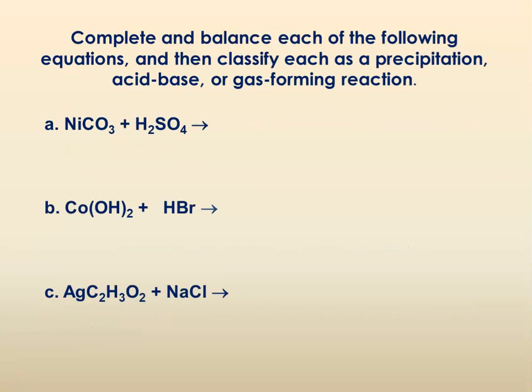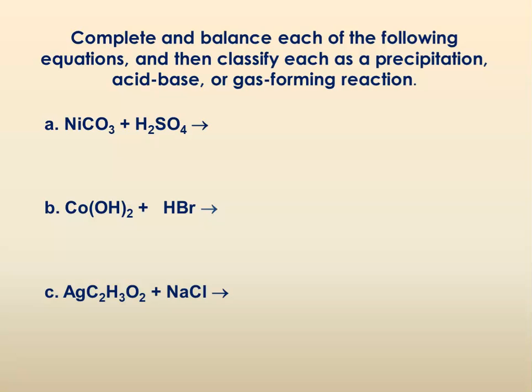So last thing I'm going to ask you to do, I won't ask you to predict products for single replacement, I promise, or for redox reactions, but predicting products for the other three that we spent time on this unit are fair game. So I want you to determine what the products would be for these three particular reactions and tell me whether they are precipitation, acid-base, or gas forming. So you have nickel carbonate with sulfuric acid. I didn't ask you to write these as net ionics.